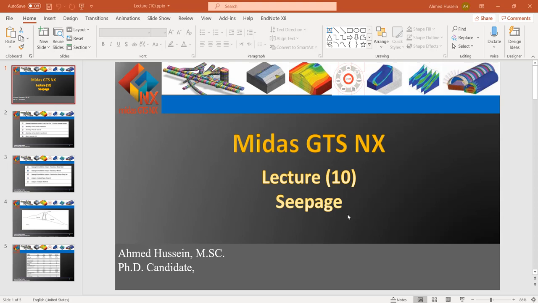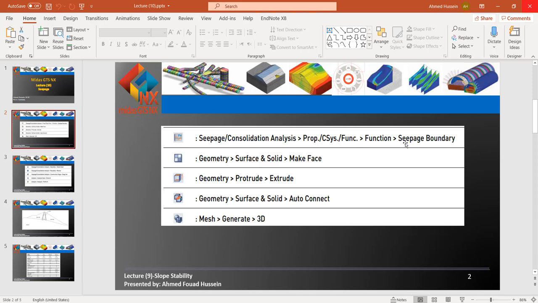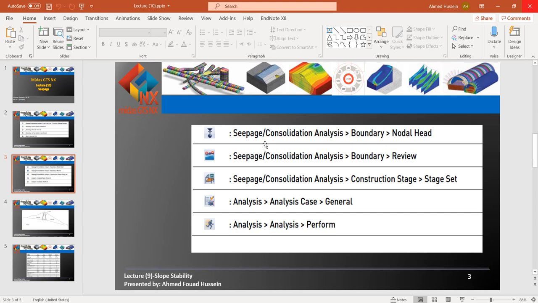Now we are starting with our model. First, we will talk about seepage and consolidation analysis. We'll use a function for the seepage boundary. We will go to geometry and make solids. We will extrude, and we will make auto connect. Then we'll start to mesh 3D. We'll go to seepage consolidation to make nodal head and review for the seepage side. Then we will go to consolidation analysis and set construction stages, make some analysis steps, and finally perform our analysis.